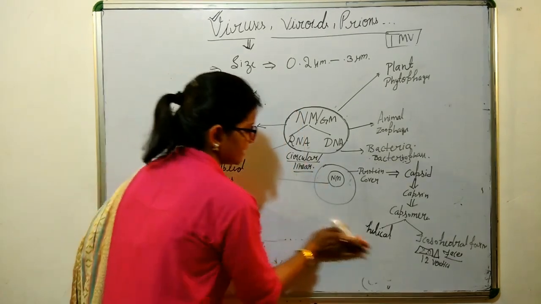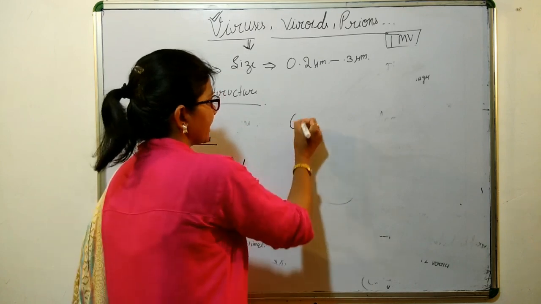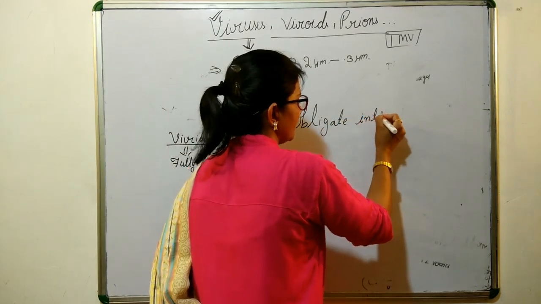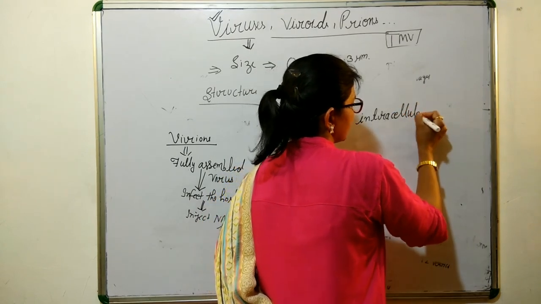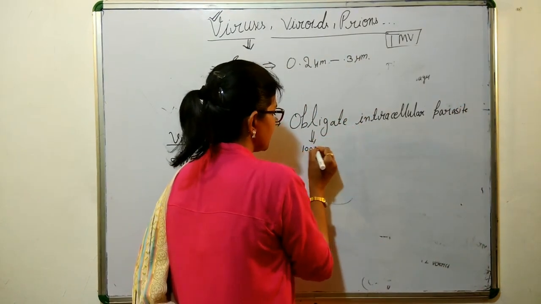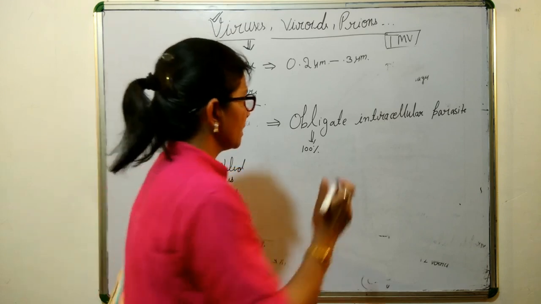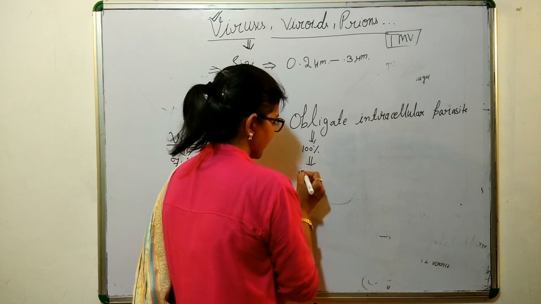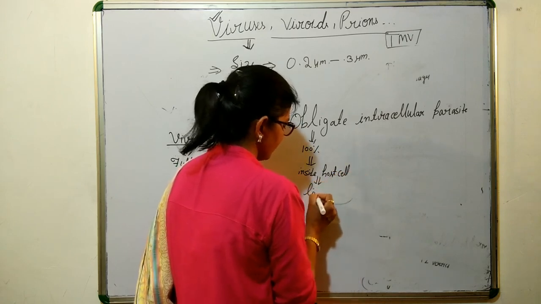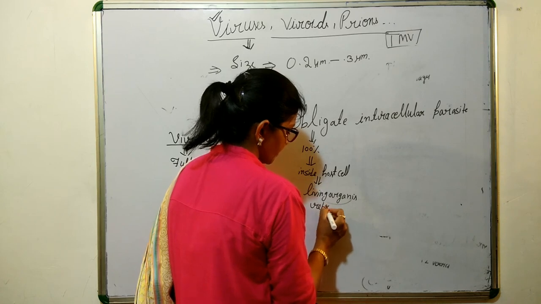Now one more thing, an important characteristic about the viruses, they are known as obligate intracellular parasites. Why? Obligate means 100%, meaning they can be active or live only within the host cell. If they are inside the host cell only, then they act as a living organism as they reproduce.